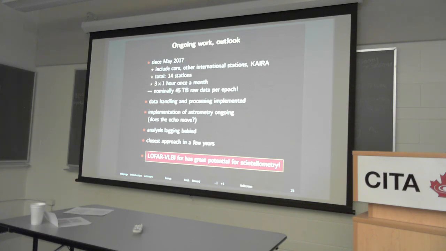So I cannot show any new results from the latest epochs, even though this is quite important, of course. If everything moves as I see it, or if the echo is stationary and the pulsar moves with its known proper motion, then the closest approach would be in a couple of years. So maybe something interesting is going to happen then. The one-line summary of this is that VLBI with LOFAR has great potential for scintillometry. And I end with that.